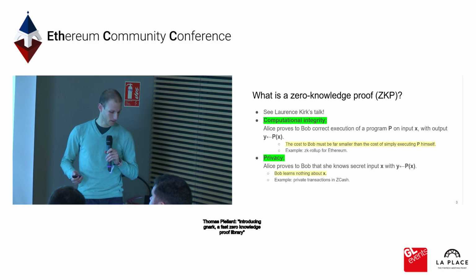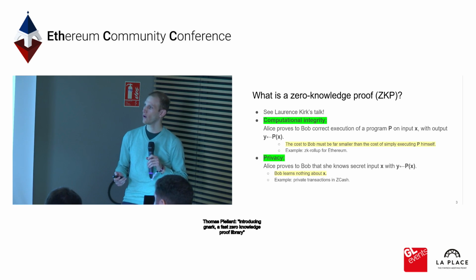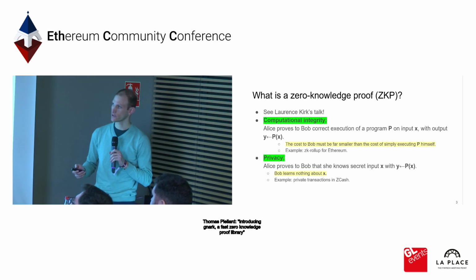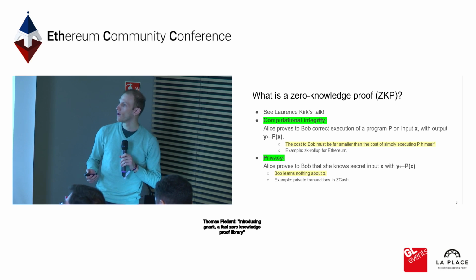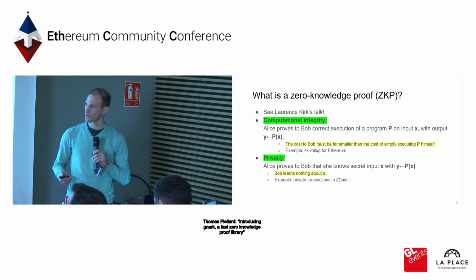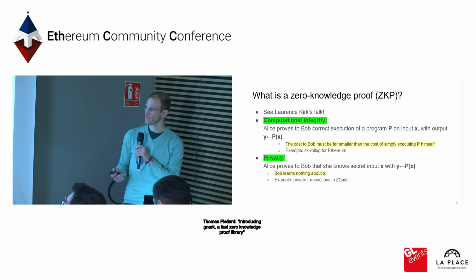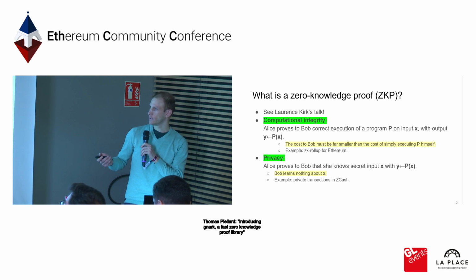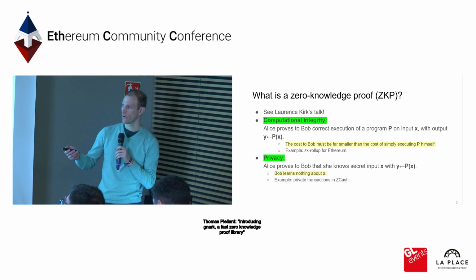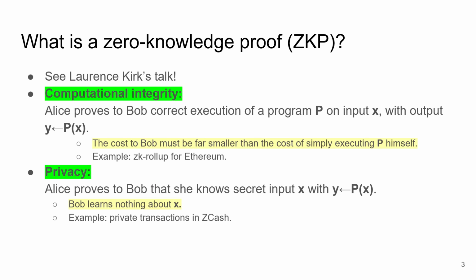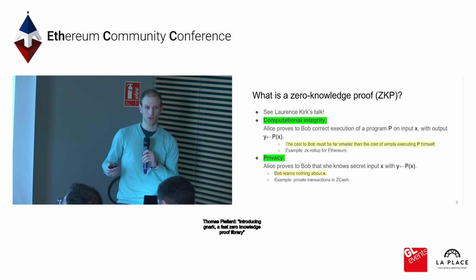All right, so first, what is a zero-knowledge proof? I will not dwell on that too much. There was a talk by Lawrence Kirk earlier this morning that described it pretty well. I just want to remind you of a couple of important properties of zero-knowledge proofs. The first one is called computational integrity. The idea here is that if Alice wants to prove to Bob that she knows the input X such that when given to a program or circuit P, it outputs Y, she will provide a proof, and if the proof is valid, it must be that the input is correct. That is, she cannot craft a valid proof with an incorrect input.